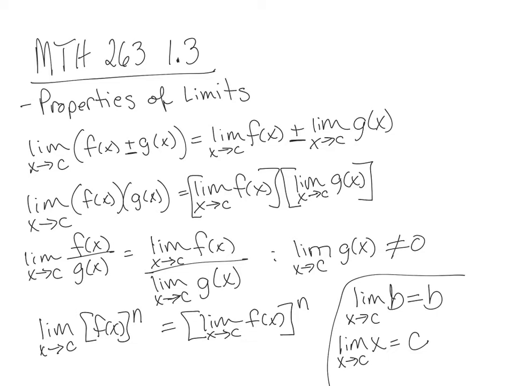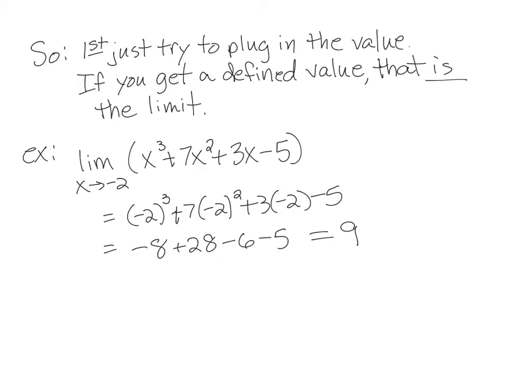Okay, some examples. What those properties tell you is that if you have the limit of something, you just plug in the value, chug out the answer, boom, you're done, right? As long as you're not dividing by 0, you are good.